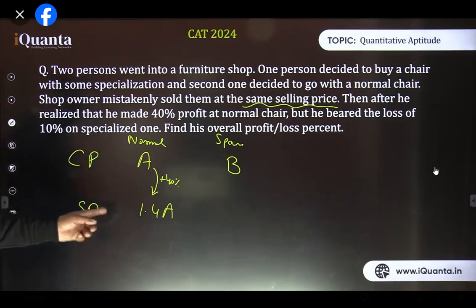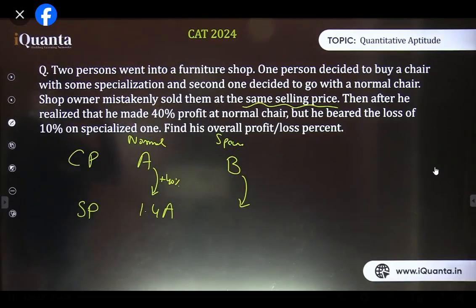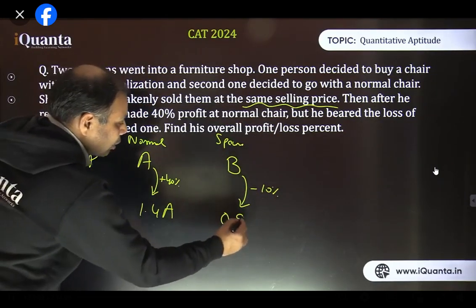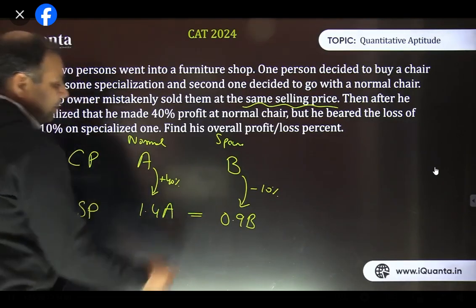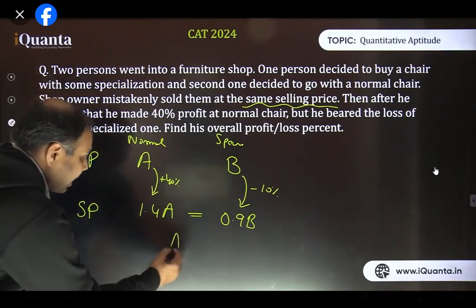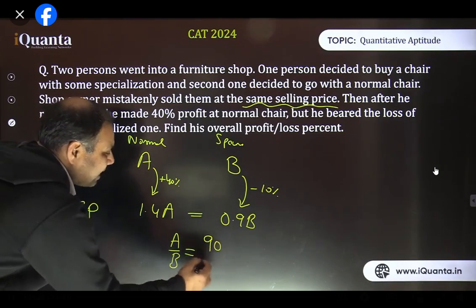First see this. It's 1.4A because 40% profit is there. For B, the special chair, the person has borne a loss of 10%. This is a loss of 10%. So that means the selling price here would be 0.9B. Fine. Exactly the same way as we did earlier. Both these values are the same. So we can easily estimate the ratio of A and B, or basically the cost prices. So A by B comes out to be 0.9 by 1.4 or 90 by 140.